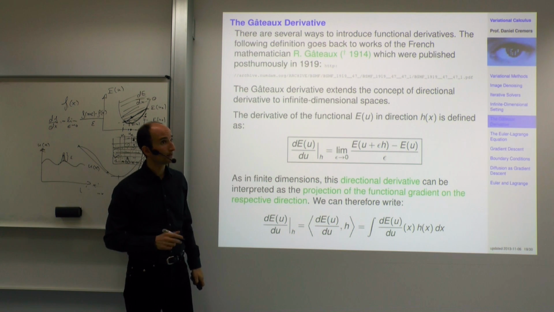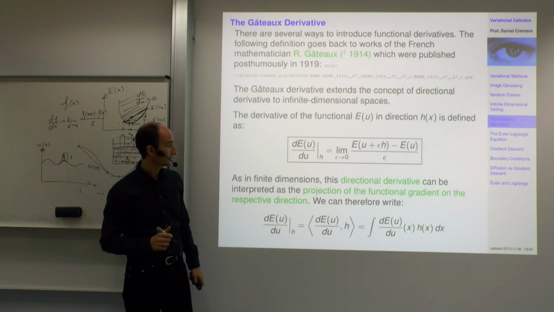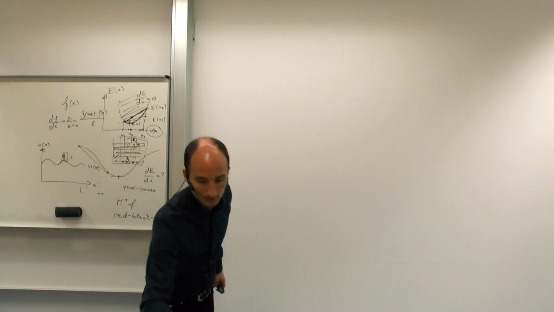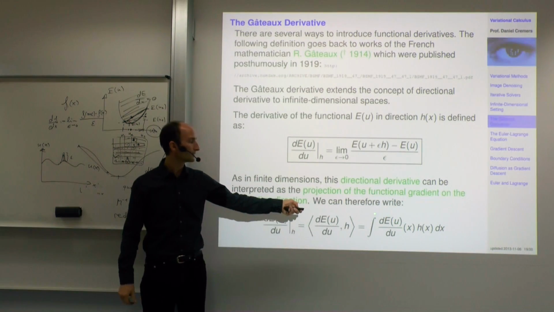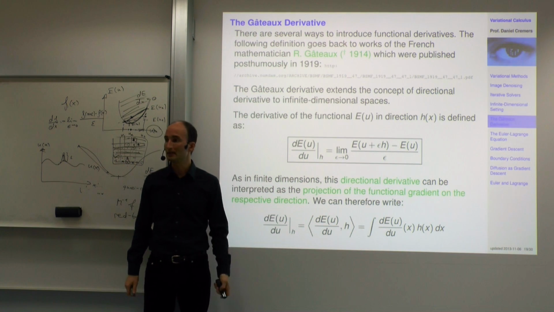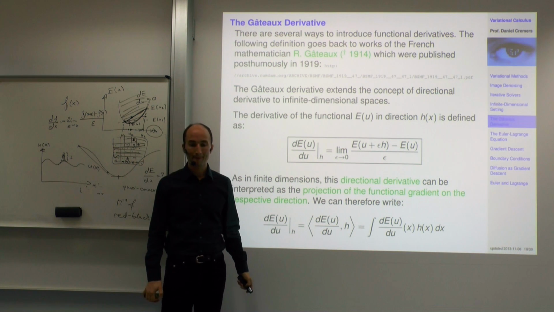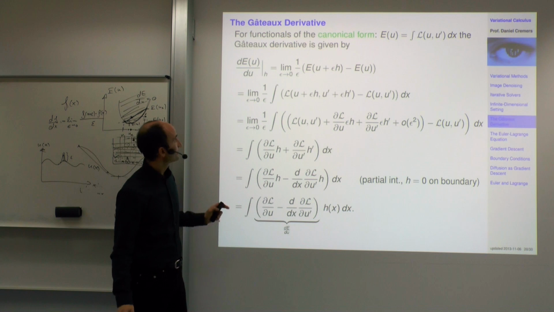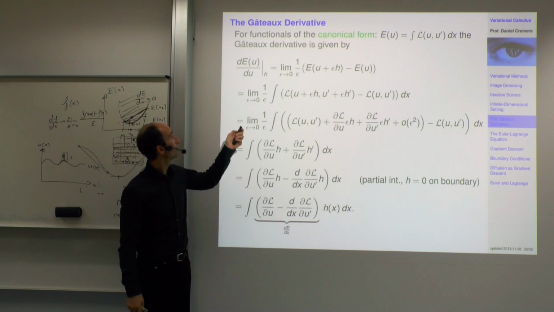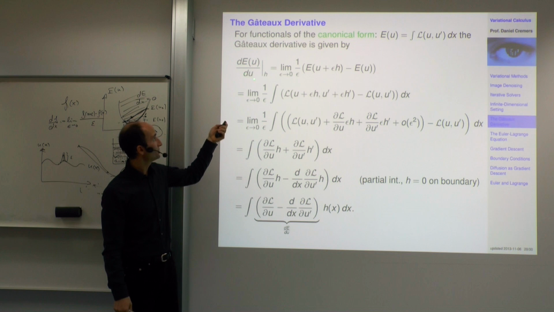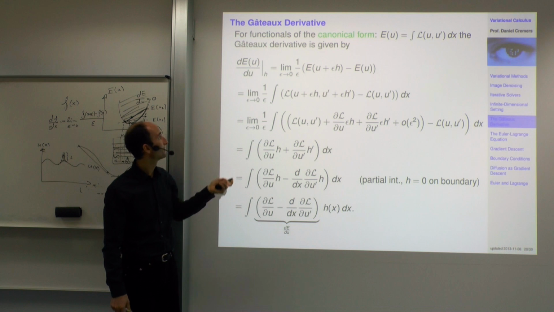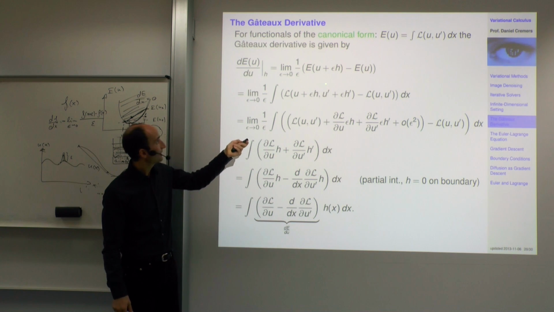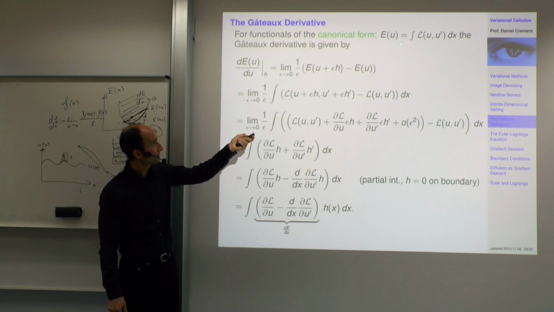And what we will do in the following, I think I will do that today, is we will use that definition to extract an expression for dE by du. It looks a little bit lengthy, but what we do is as follows. We use that definition. Here I put it again, dE by du in direction h. Here it is. And then we plug in here the functional that we assume of this canonical form, integral L dx.